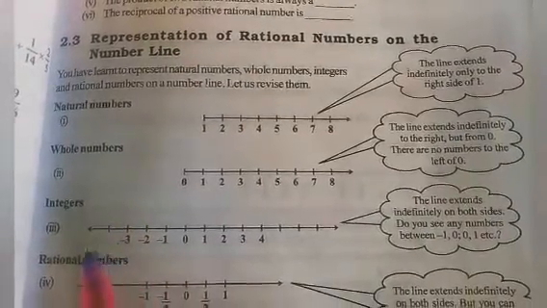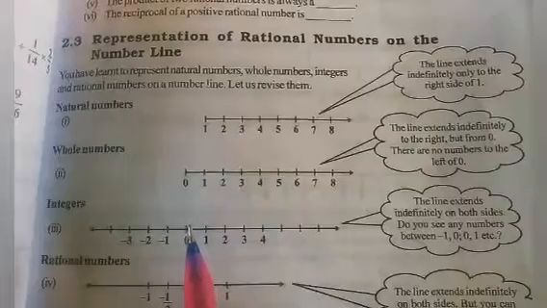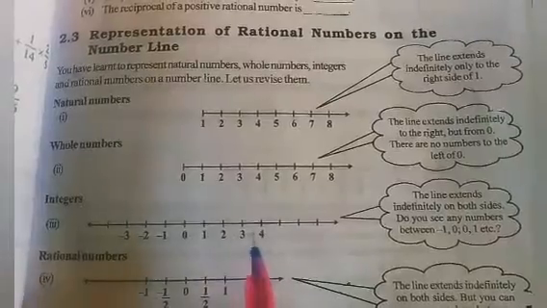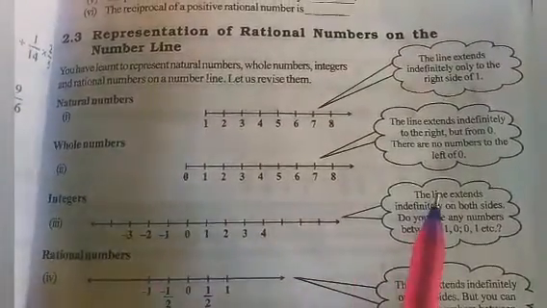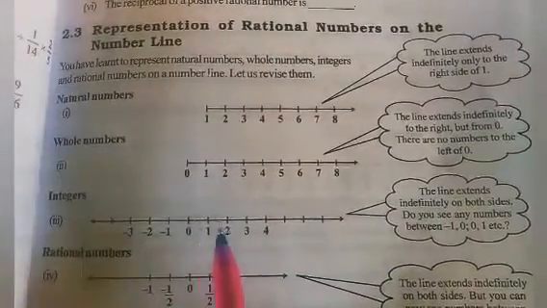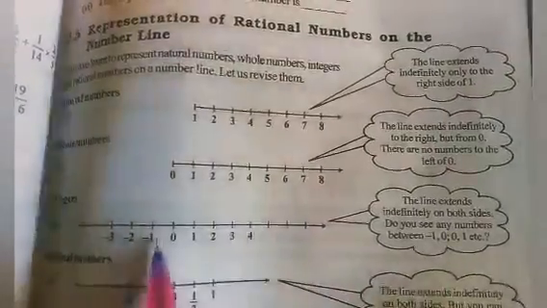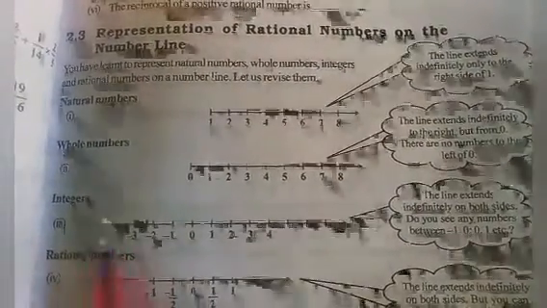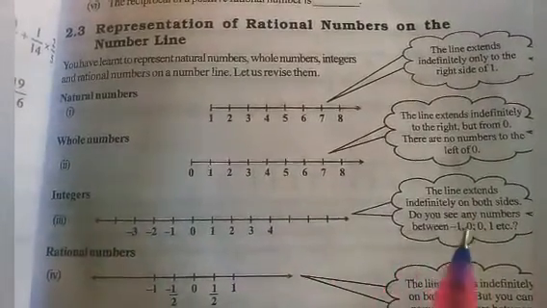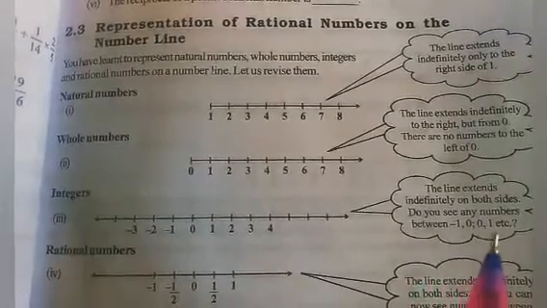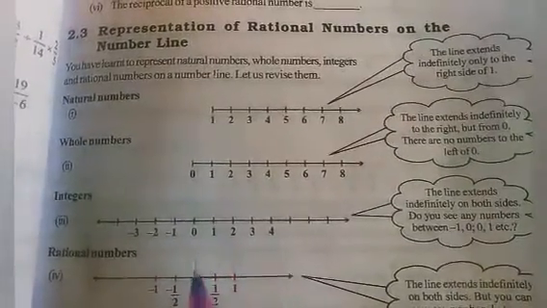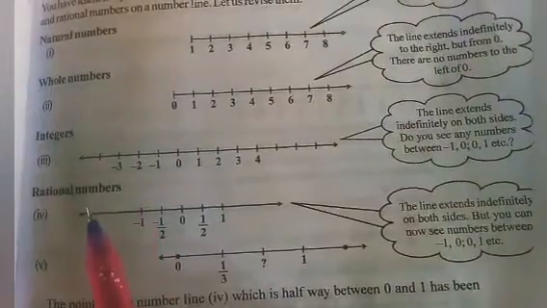Next, integers. You already know the definition of integers. Here it includes 0, positive integers, positive numbers, and negative numbers. The line extends indefinitely on both sides. Here observe, on the right side it extended, and on the left side also indefinitely extends. Do you see any numbers between -1 and 0, and 0 and 1 etc.? Yes, there are so many numbers there. So let us see in the next, rational numbers.